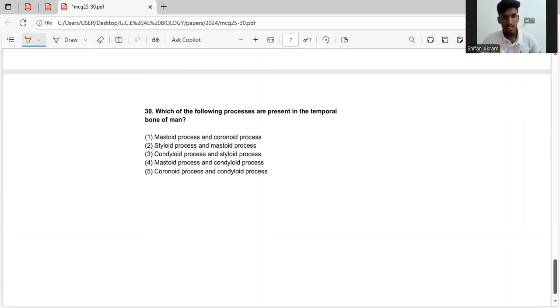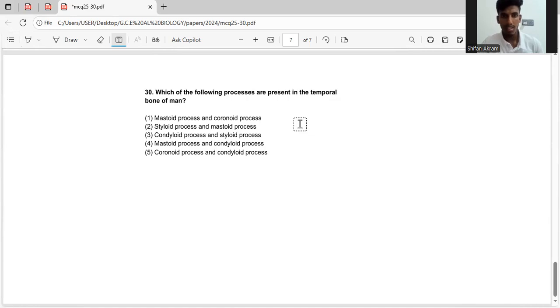So let's go through the 30th question. Which of the following processes are present in the temporal bone of man? We know the temporal bone has three processes. First is the zygomatic process, which connects the zygomatic bone to other parts of the skull.